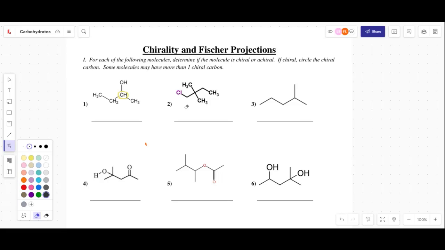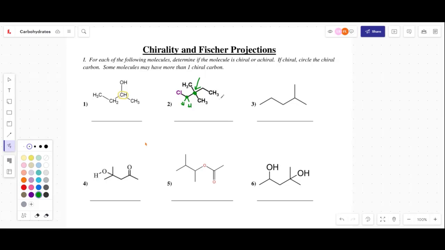For number 2, we're going to have to look a little bit more closely. You have a hydrogen here. You have a hydrogen here. That carbon that was right here is not chiral because it has 2 hydrogens. What about this carbon? Is that chiral?